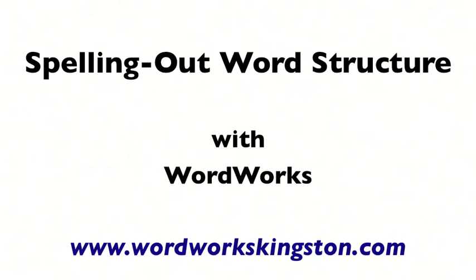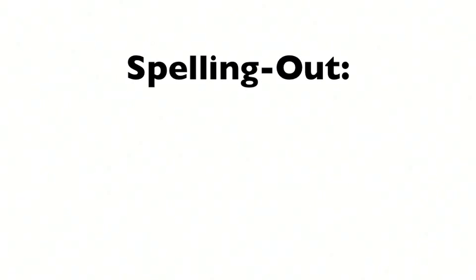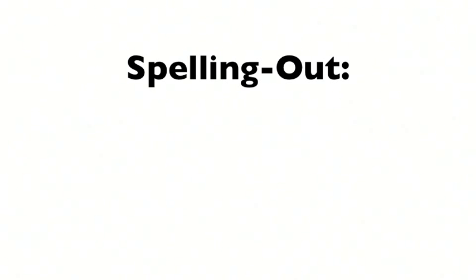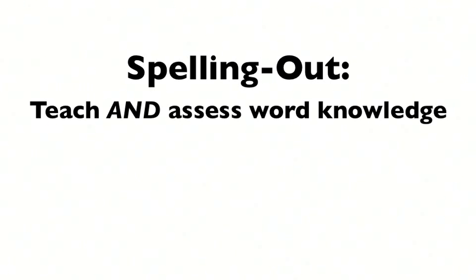This video is a part of a series of WordWorks resources on the practice of spelling out word structure. Spelling out is a way for teachers to make explicit the underlying graphemic and morphemic structure of written words they encounter in any context. In this session, the main focus is graphemes, but morphemes are addressed as well. I want to draw your attention to the fact that I use the practice of spelling out word structure to teach and assess word knowledge.